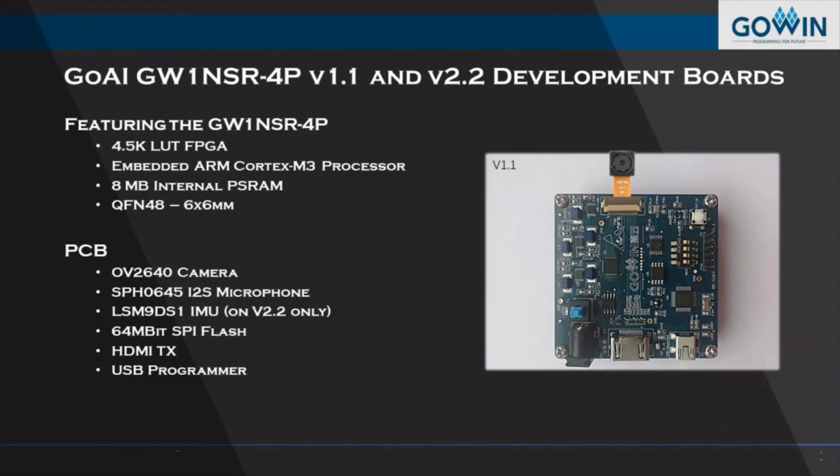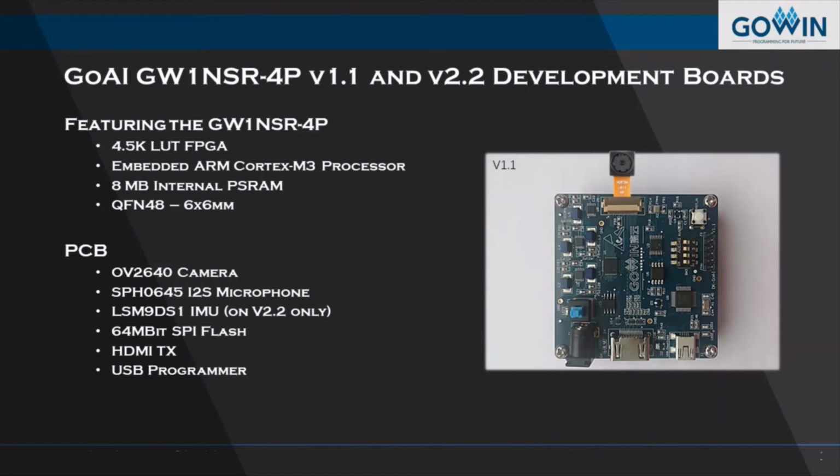The version 2 is about half the size and has the IMU on it, whereas the first version is a little bit bigger, has an HDMI output, and doesn't have the IMU. So this device has about 4.5K lookup tables. It has an embedded hardened Cortex M3 microprocessor.